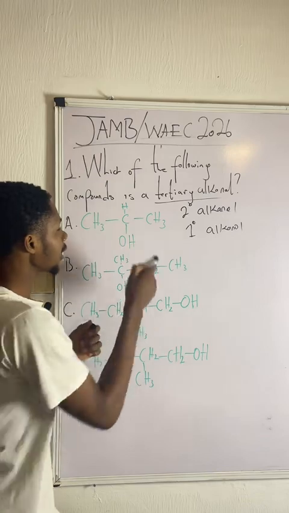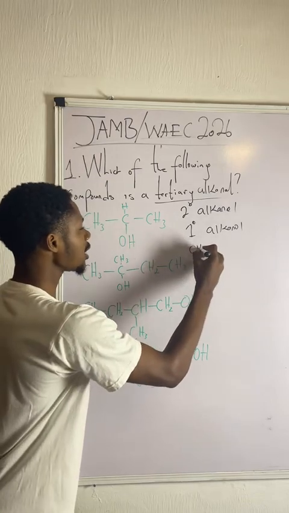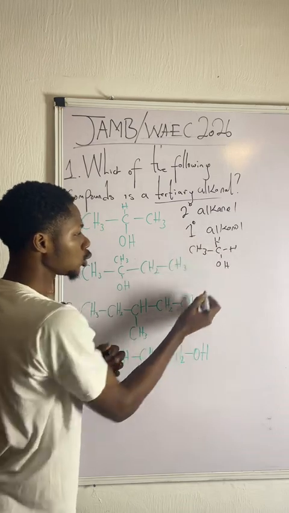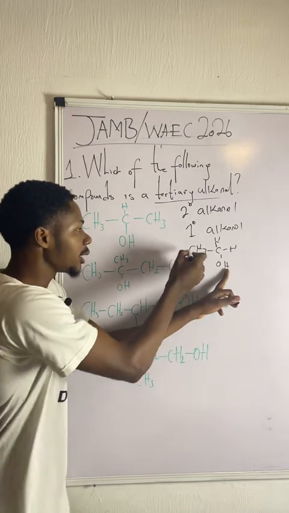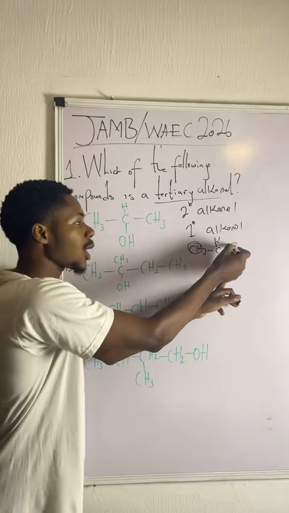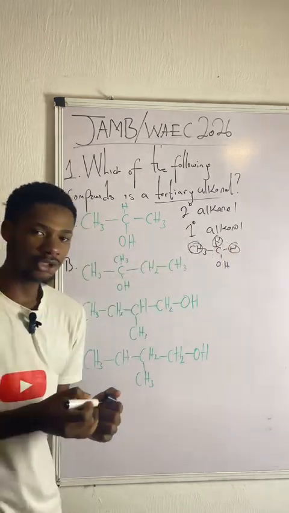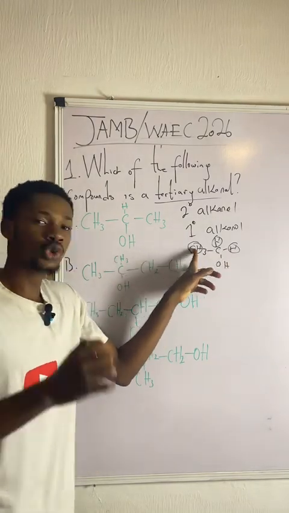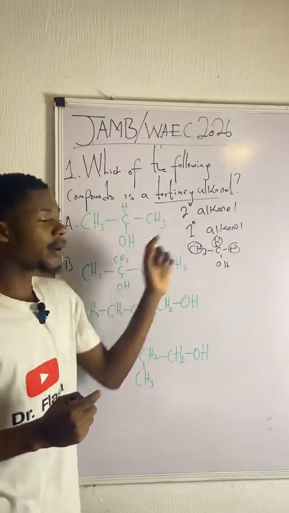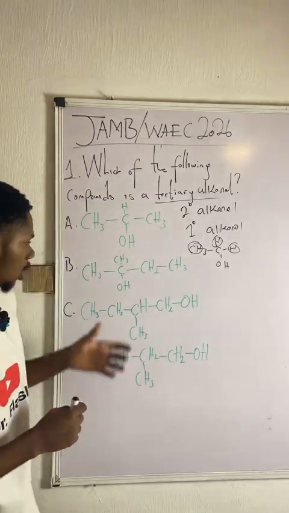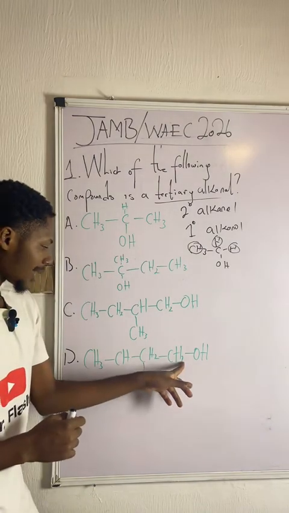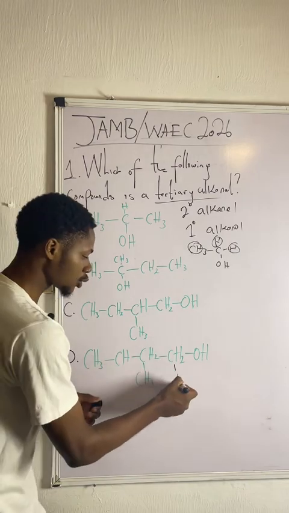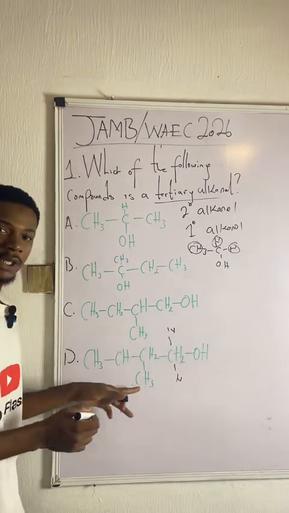Looking at this option A, let's say it was written like this: CH3, C, H, and then H, and then we have OH. Look at the carbon here carrying the OH. There is just one carbon that is attached to it. Other ones could be substituents or hydrogen. That's what it means. If the carbon that is carrying the OH has just one carbon attached to it, it is a primary alkanol. Now if you look at the options, you notice that this one has just one carbon atom attached to it, because if you expand this, you are going to get H here, you are going to get H here. So this one is the primary alkanol.